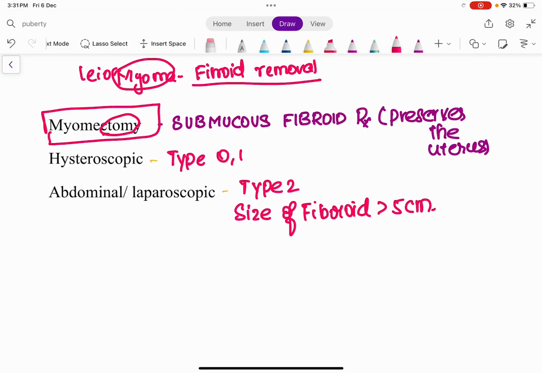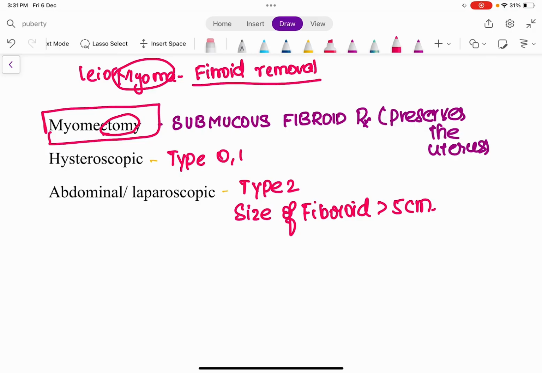So what are the three types of fibroid which are situated in the uterine cavity according to the FIGO classification? Those are type 0, 1 and 2. Type 0 is when it is entirely inside the uterus. Type 1 is more than 50% inside the uterine cavity and less than 50% in the intramural part. And type 2 is more than 50% in the intramural part and less than 50% in the uterine cavity part. Is that clear?